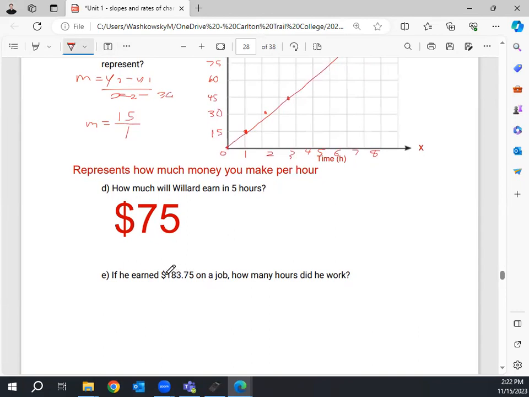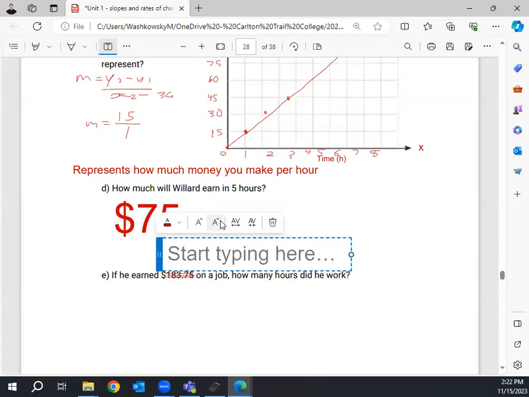So for question E, first off, I want you to cross this out because we changed our 12.25 to 15. So I want you to cross out that 183.75. And I want you just to put $187.50 there.